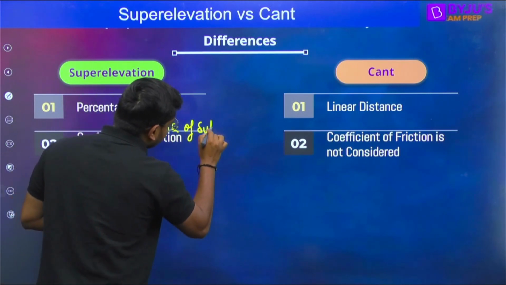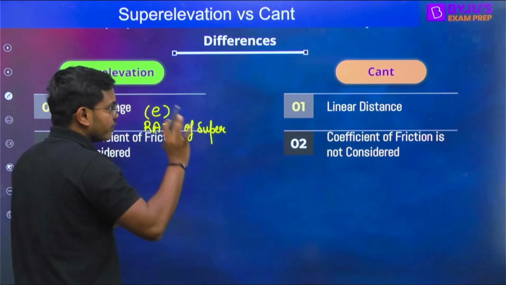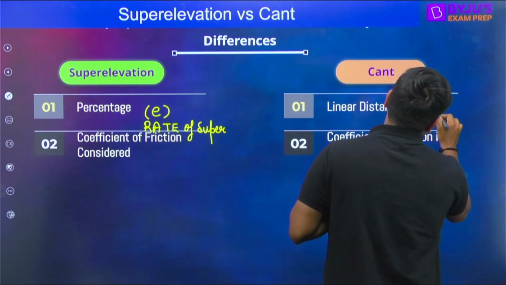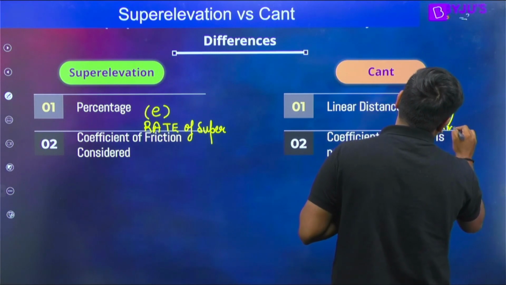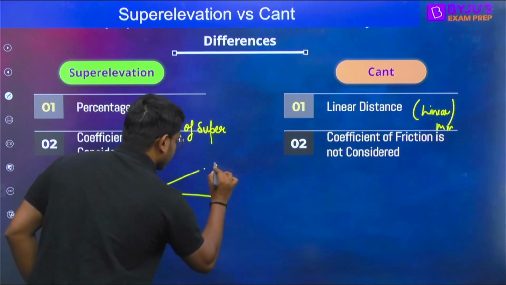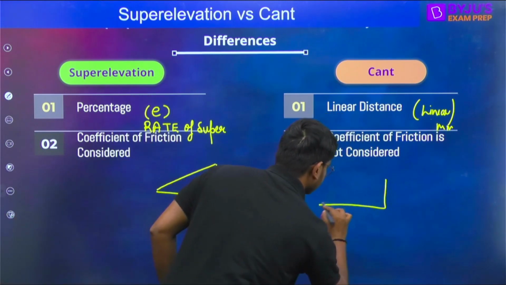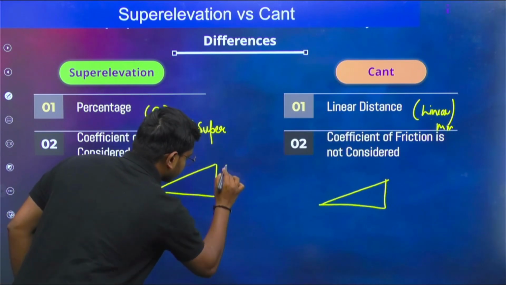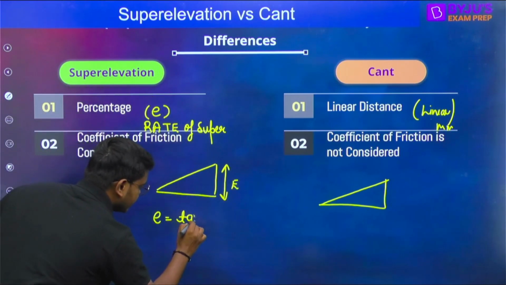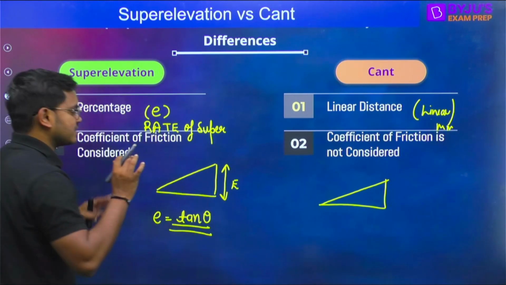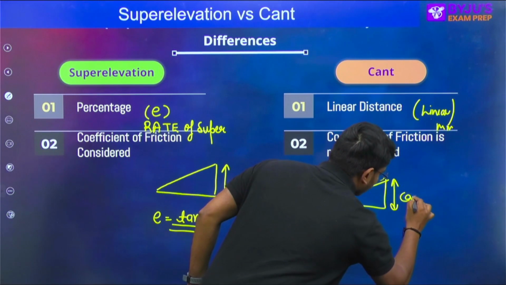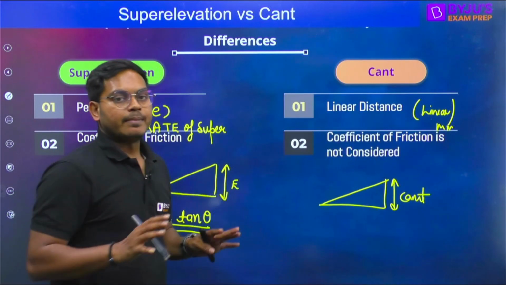In short, we are calling it the super elevation, whereas Cant is the actual linear distance. Linear distance means we consider it in mm or you can say centimeter. So in both the cases, if suppose we are having the super elevation like this and this, so this distance over here should be called as super elevation, but this E is nothing but tan theta. Tan theta is nothing but the rate of super elevation, and here this is called as Cant. This is called as Cant. That is why it is measured in mm or centimeter.